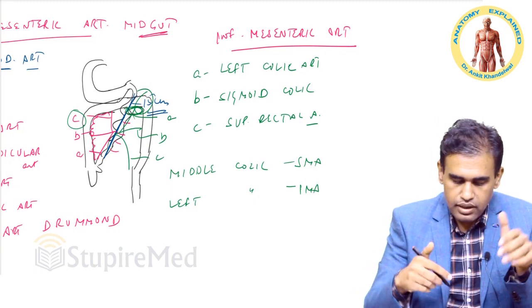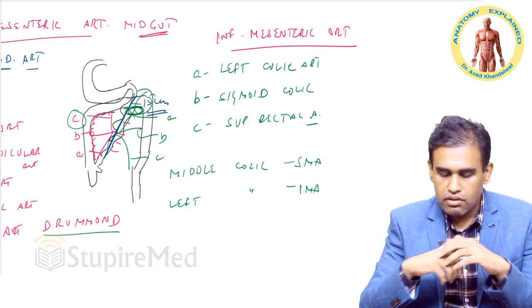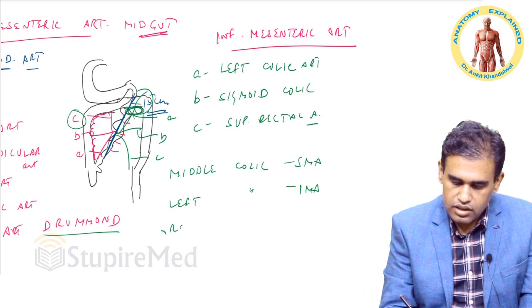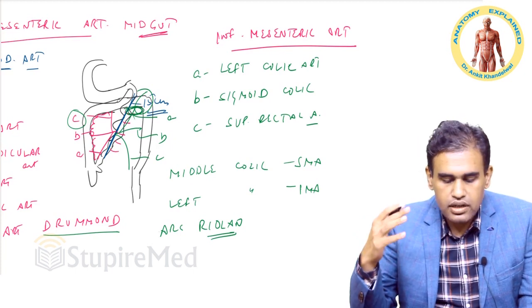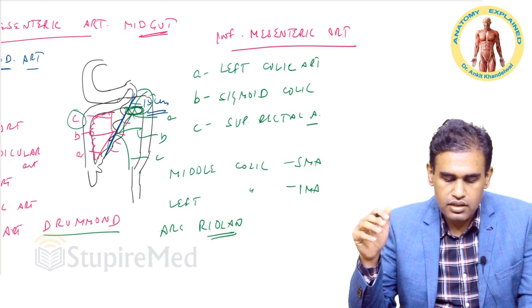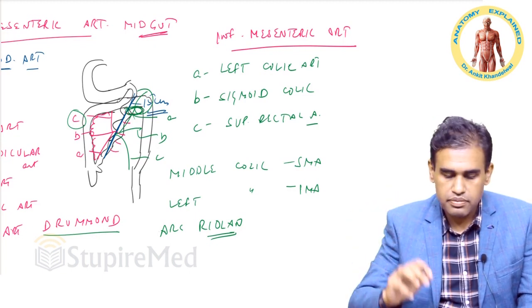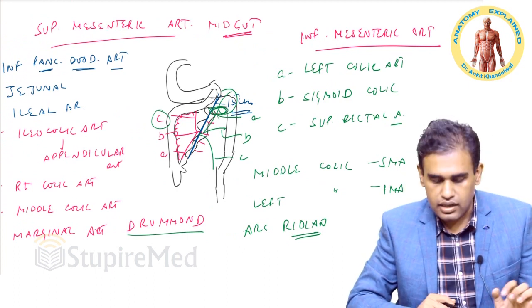So in addition to the marginal artery of Drummond, which forms the arterial arcades throughout the colon, we have an extra arterial arc, the arc of Riolan, R-I-O-L-A-N, that supports the area around the splenic flexure of the colon. So these are the three branches of the inferior mesenteric and those branches of the superior mesenteric. These supply all the parts of the midgut and the hindgut.